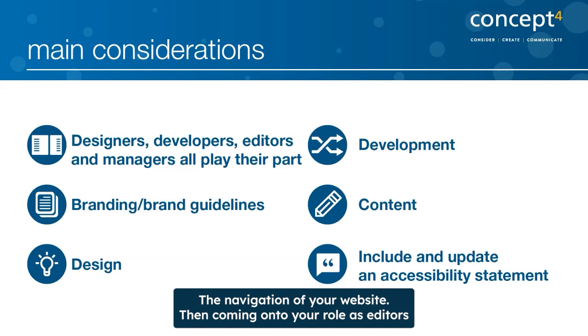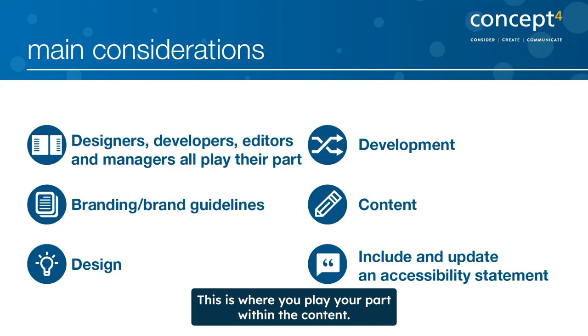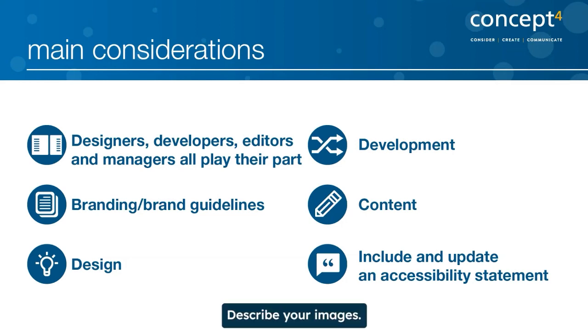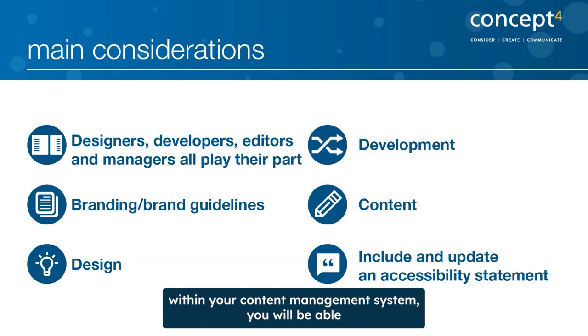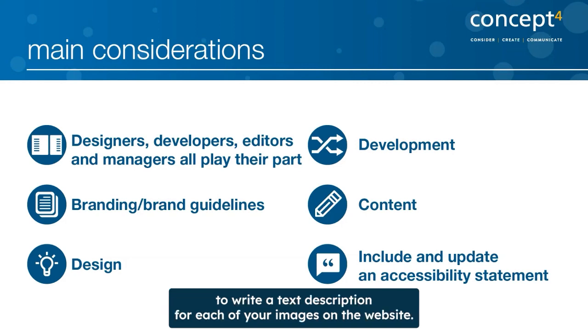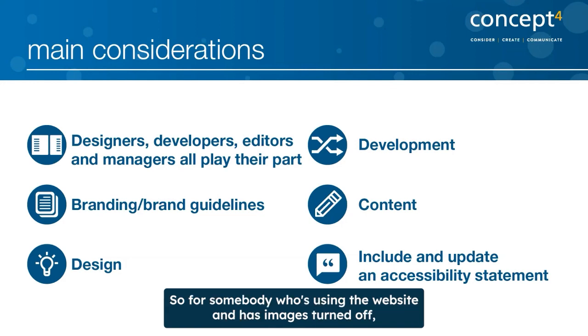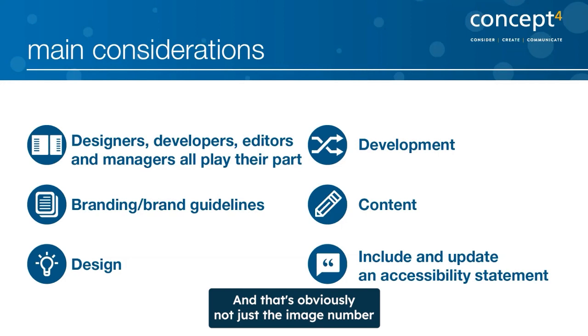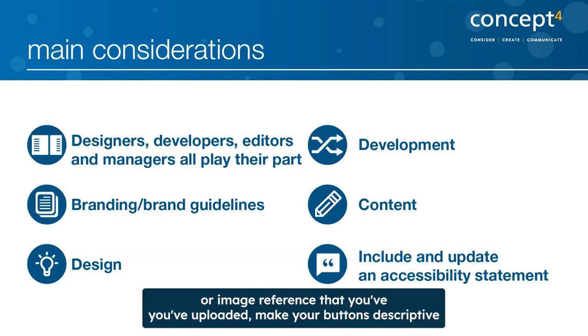Then coming on to your role as editors and managers, this is where you play your part within the content. So write in plain English, use simple sentences and bullet points, describe your images. So what I mean by that is use alt text, so slightly techie term there, but within your content management system, you will be able to write a text description for each of your images on the website. So for somebody who's using the website and has images turned off, they will still get a text description of what the image portrays. And that's obviously not just the image number or image reference that you've uploaded.